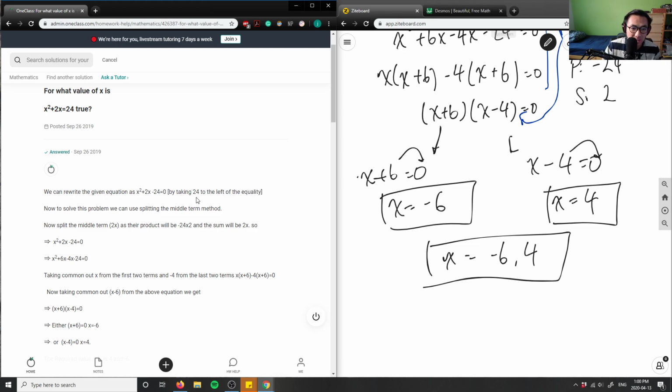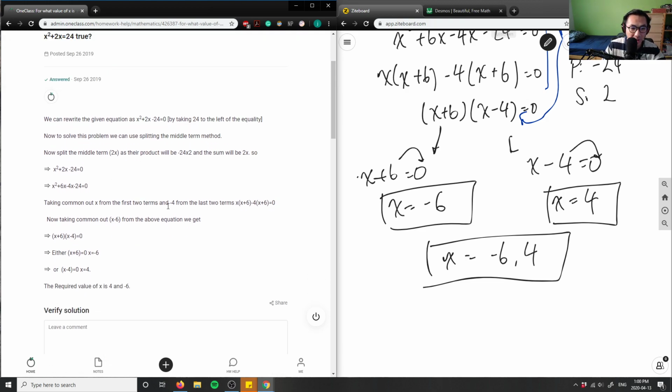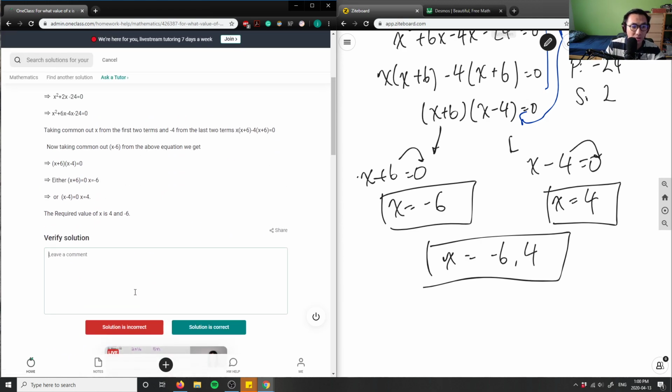We can rewrite this by taking 24 to the left of the equality. That's good. Then they're splitting the middle term, so they're factoring by decomposition. They took out x and the 4, which is great. You get x plus 4, x plus 6, x minus 4. That's good, which means the required values are 4 and negative 6. Perfect, so a perfect solution, and step by step.